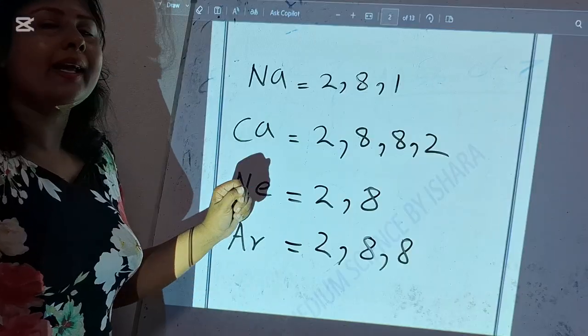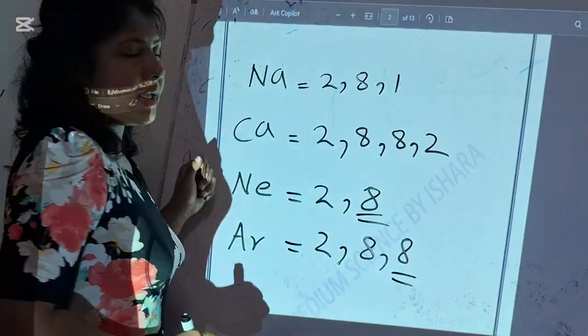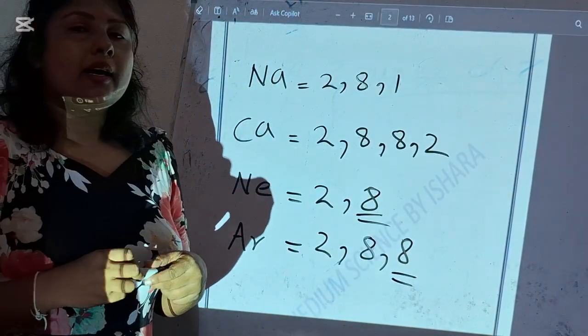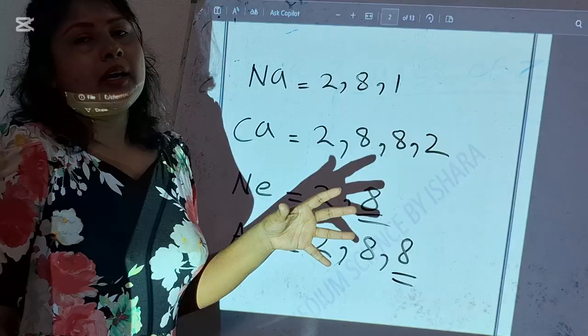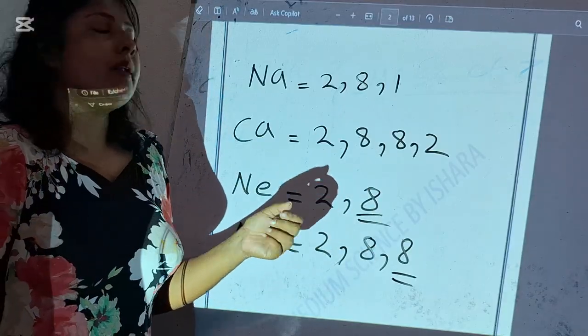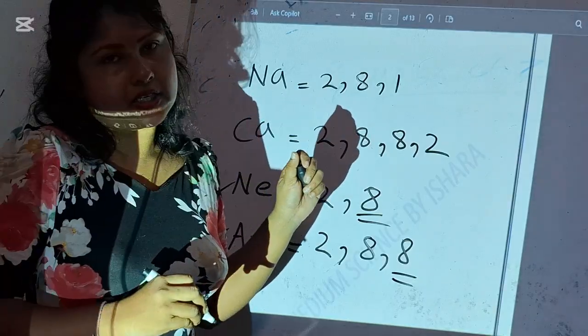If we take neon and argon, look at the last shell. They have a fully completed last shell with 8 electrons. It means neon and argon are already in stable stages.